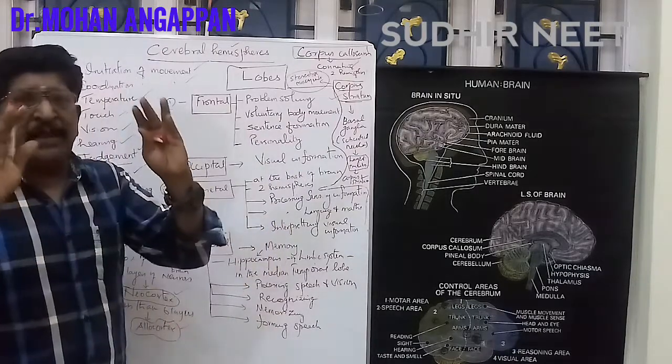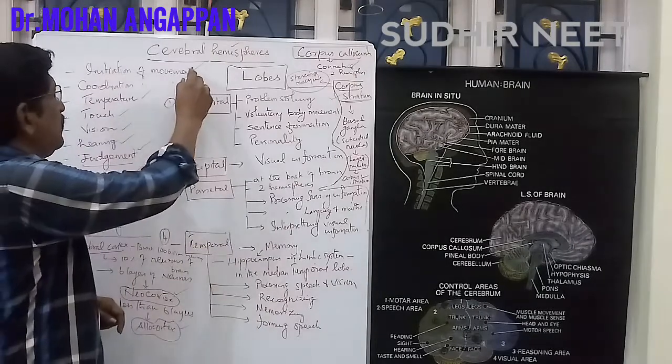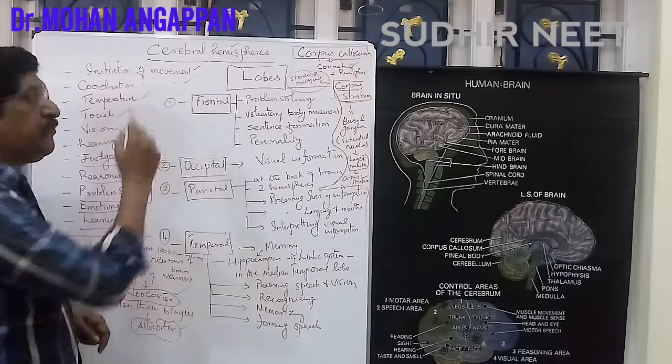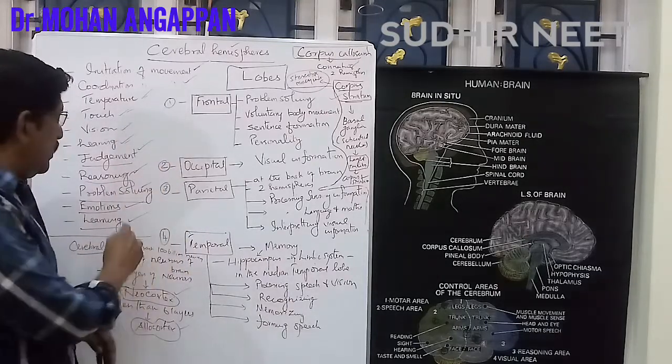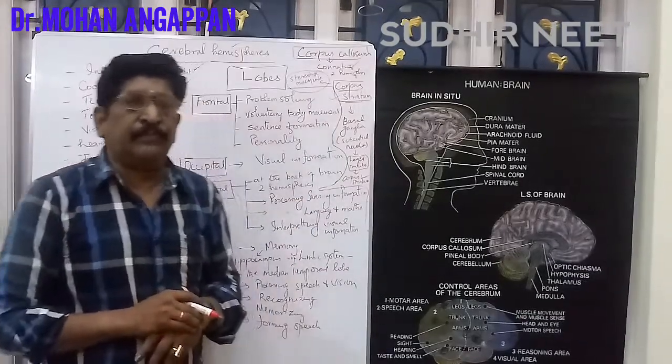So these are the main functions as a whole of the cerebrum: initiation of movement, coordination of movement, temperature, touch, vision, hearing, and then judgment, reasoning, problem solving, emotions and learning. These are the general functions as a whole of the cerebrum.